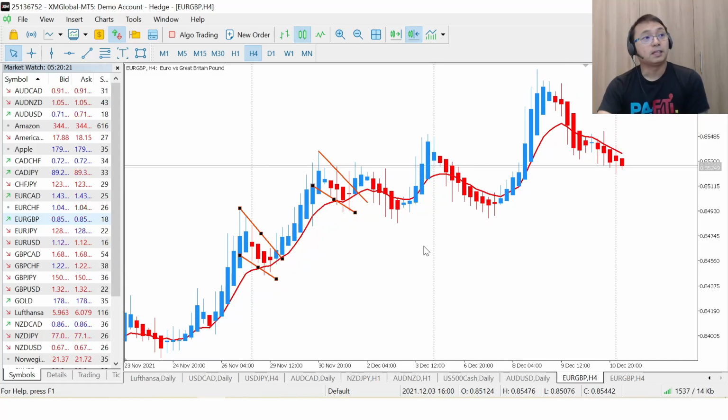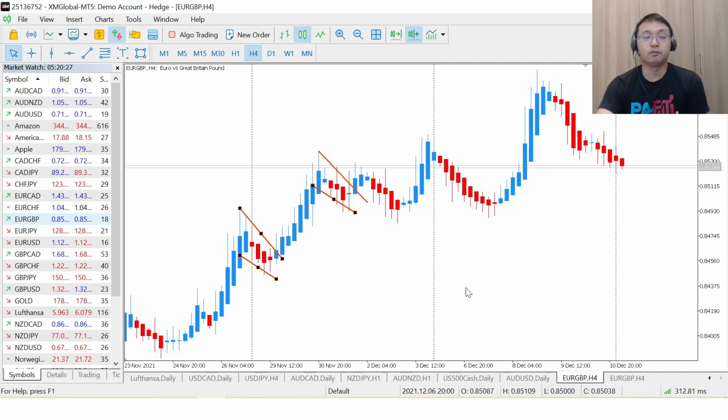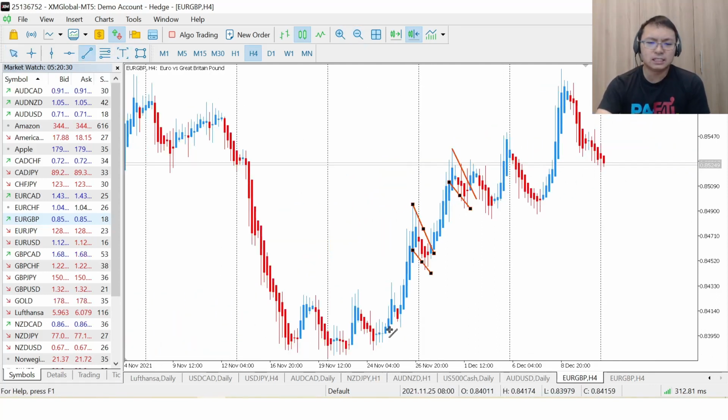So, pwede nyong palitan yung paraan ng pag-identify natin ng trend, no? You can remove your moving average indicators. You can use simple trend lines kung gusto nyo. Simple trend lines are okay. You can use Ichimoku Kinko Hyo or whatever indicator that you want to use. Yung classic lang natin na higher low, higher high, zigzag indicators are already okay.